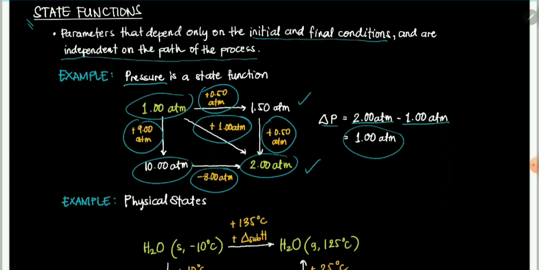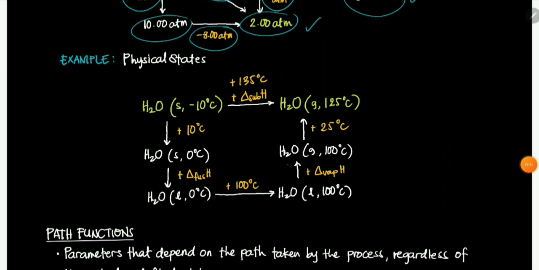So, magkakaroon tayo ng 2 atm. So, ganun pa rin yung final state. Okay, so regardless of the path taken, pareho lang yung initial and final state. So, therefore, same lang yung value ng ating delta P. Okay? So, we can also apply the concept of state functions sa mga phase changes.